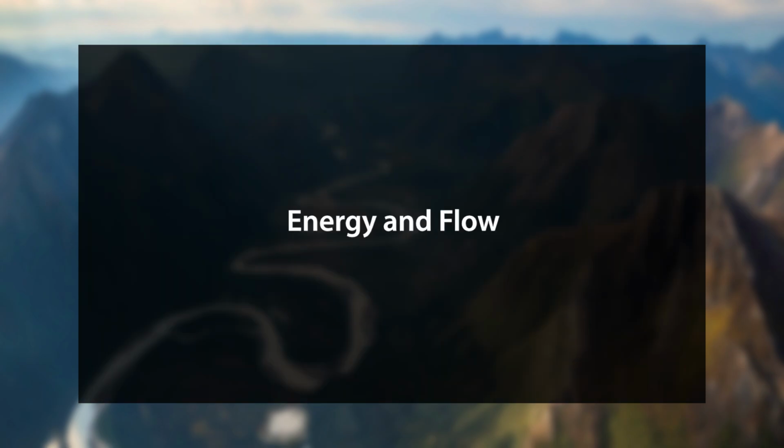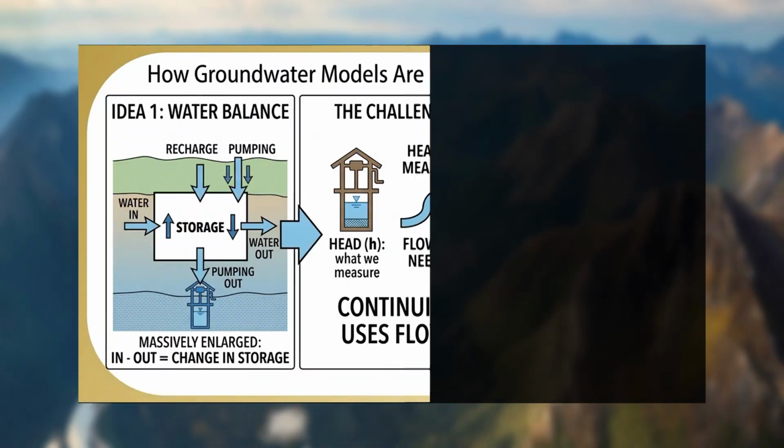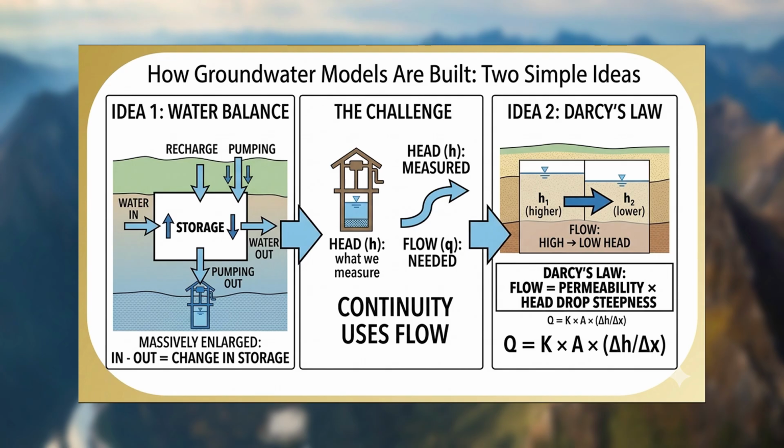Second is the energy and flow. Water movement is driven by variations in fluid energy. It naturally flows from regions of high energy, or higher hydraulic head, which is a measure of fluid energy, to regions of lower energy in accordance with Darcy's law.